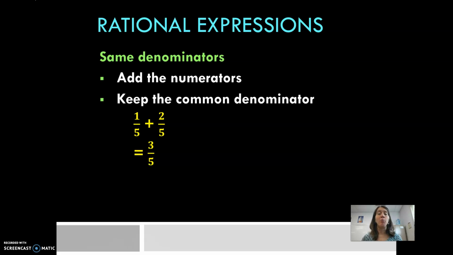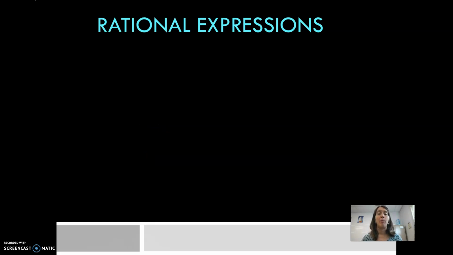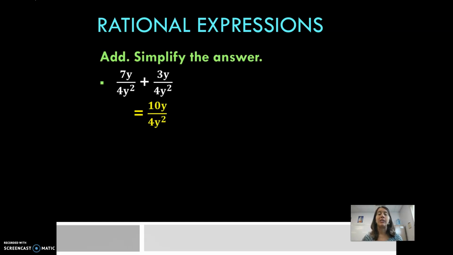So let's go ahead and work through 3 examples together for how we're going to correctly add and subtract in our rational expressions. Our first example, we have 7y over 4y squared plus 3y over 4y squared. Notice both of these fractions do contain the exact same denominator. They both have a 4y squared. Because they are completely identical, we can go ahead and put them together.